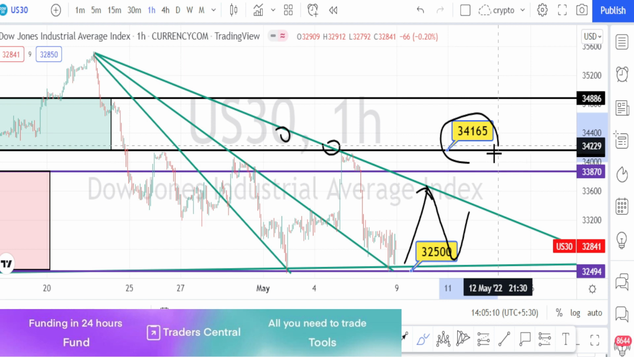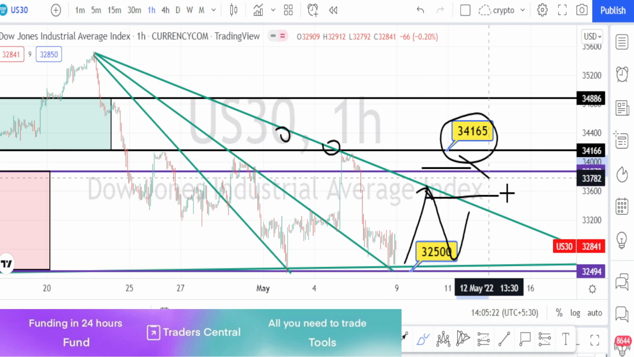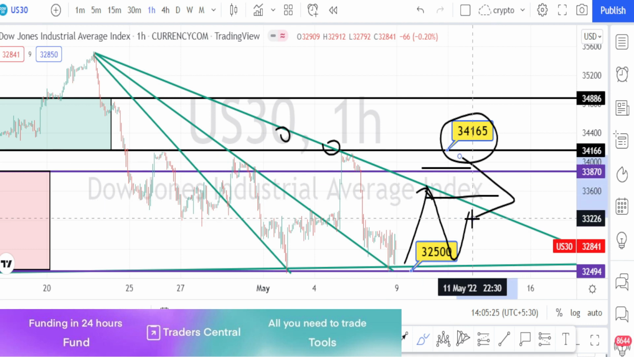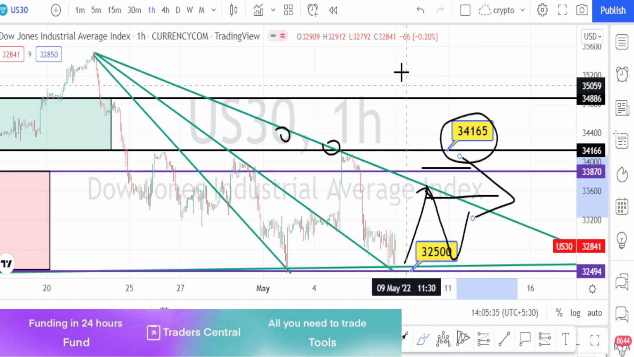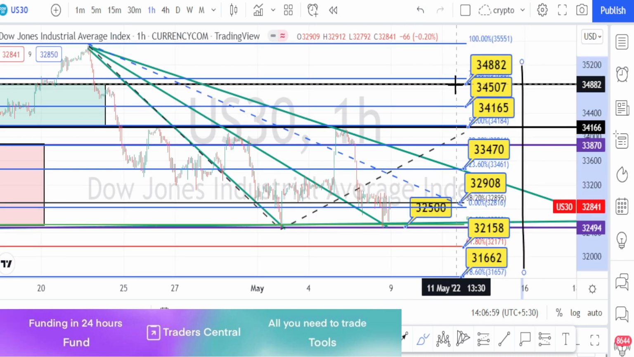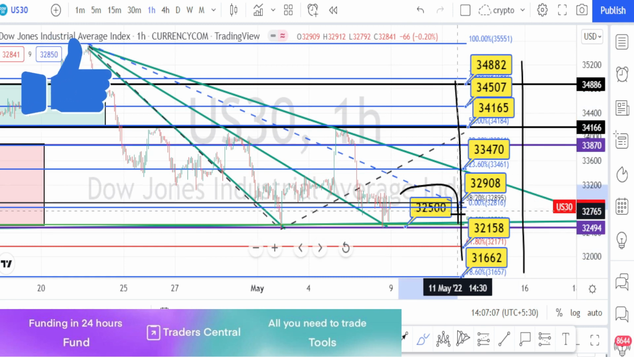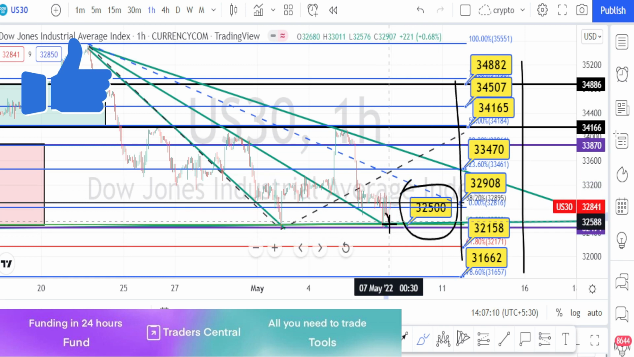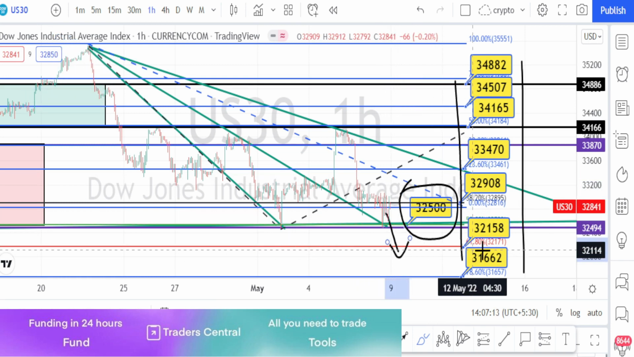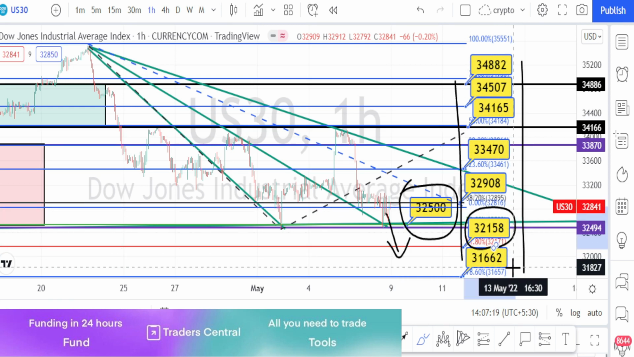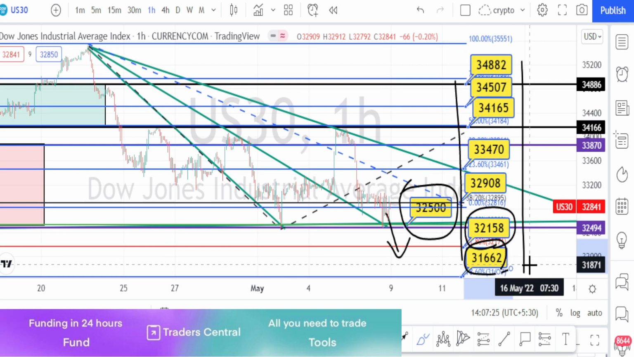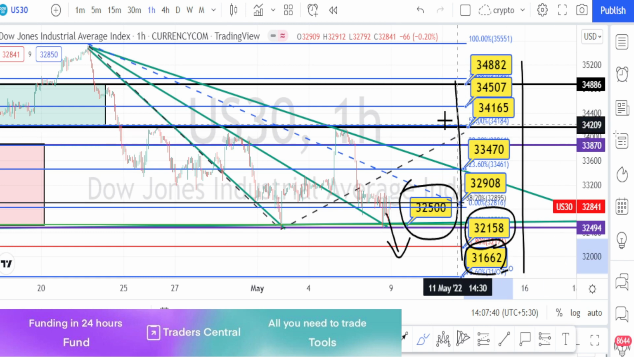As long as this resistance level of 34,200 is not taken, we can expect the sideways price action to continue in the hourly time frame. Let us mark the support and resistance levels. The values in the yellow color boxes are the resistance and support levels for the hourly time frame. 32,500 is a very strong support. If the price action breaks this support level, we can expect a further fall to test the next level of support, which is around 32,158, and the next level of support is going to be around 31,662.